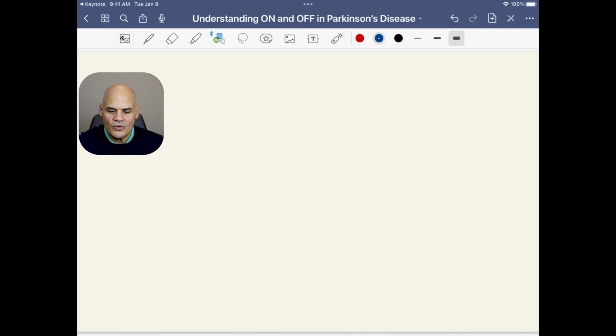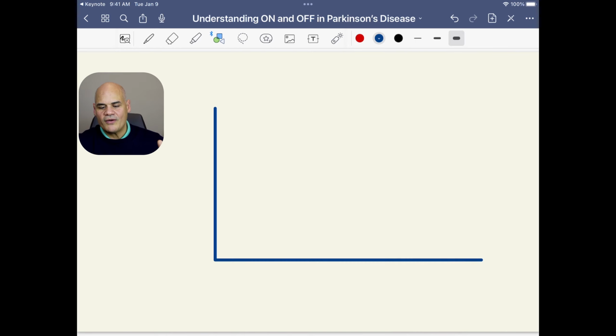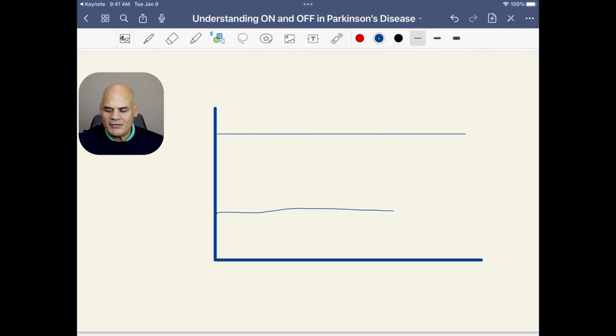So what I'm going to do is draw a graph, right? So here I am, drawing a graph here. There you go. That looks very nice, right? And the way that I can explain this is, when a person is just diagnosed with Parkinson's disease, this is what we call the therapeutic window for that patient, right? So let me explain to you what this means.